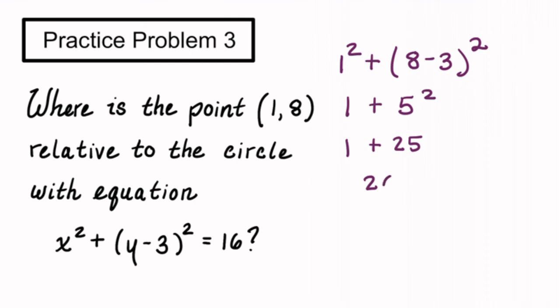And that means the left side of our equation is 26, which is indeed greater than 16. And that means our point is on the exterior of the circle.